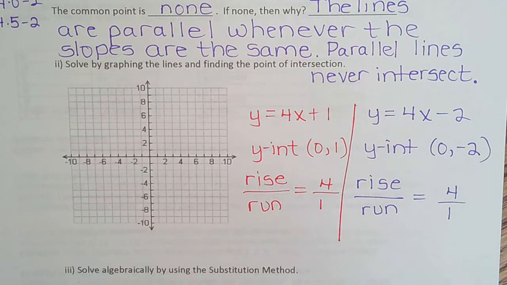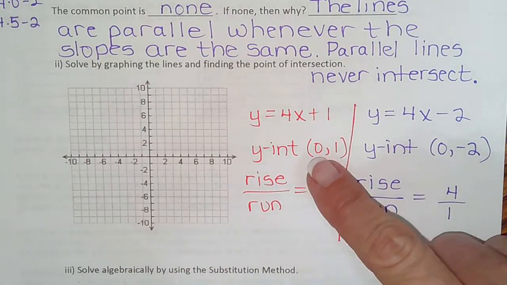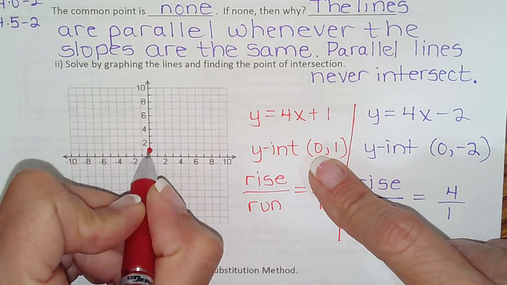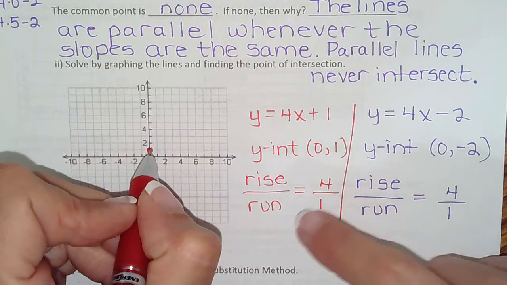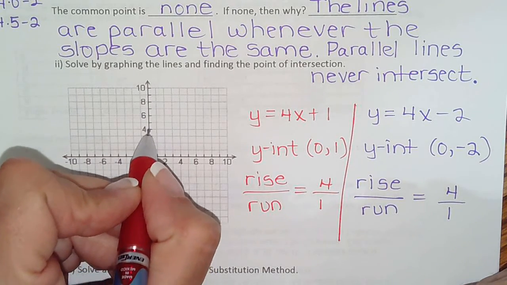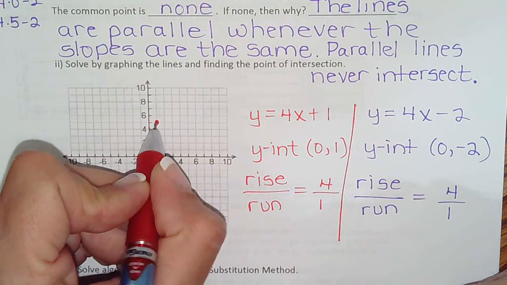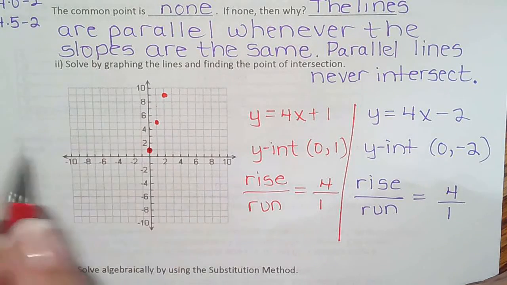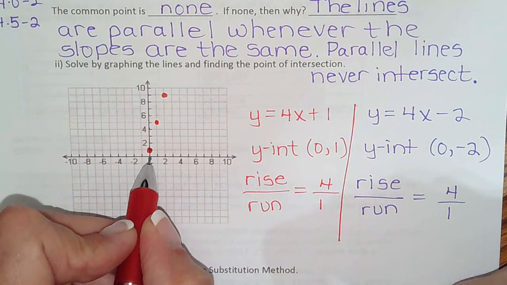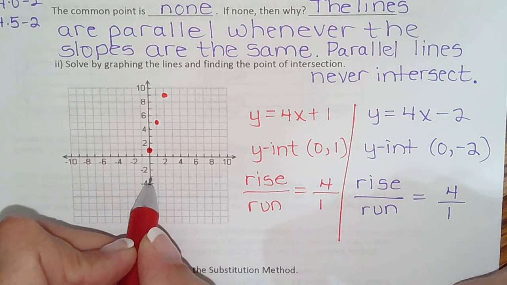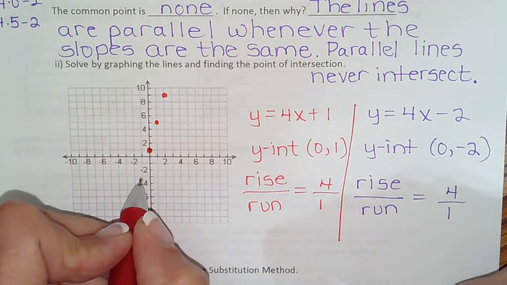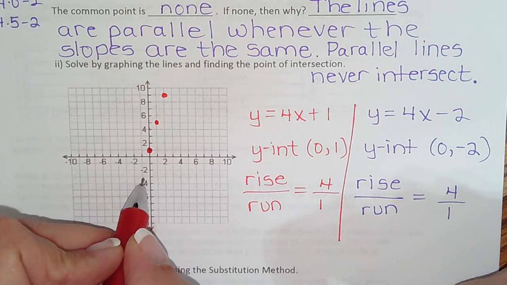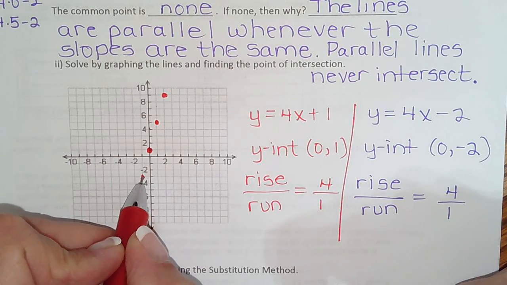So let's go ahead and graph those. We'll start with the red one. So 0, 1 for the y-intercept. Rise 4, run 1, rise 4, run 1, rise 4, run 1. And then if we want to go backwards, we can do down 1, 2, 3, 4, and run back 1. Down 4, back 1.